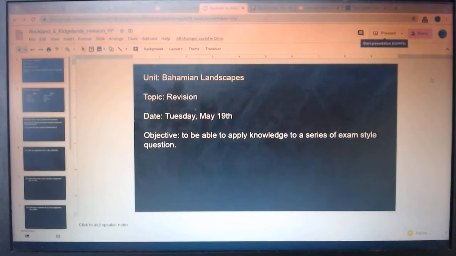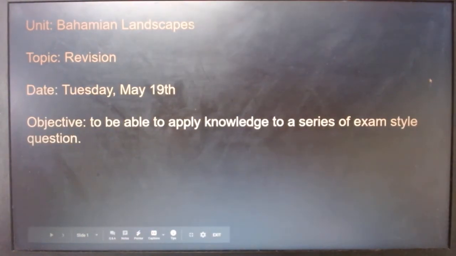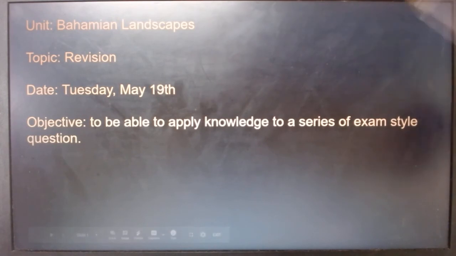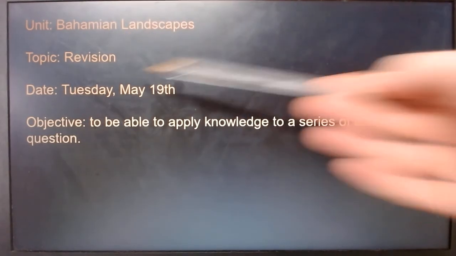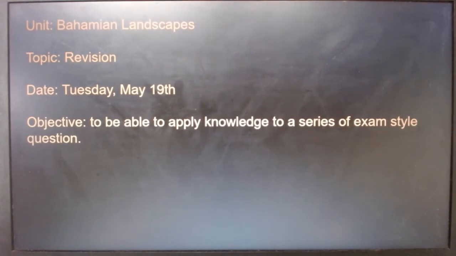Okay, I've sent you a message on WhatsApp about how we're going to do this. So this is a PowerPoint. We're just doing some Bahamian landscapes revision. We're going to look at ridgelands and rocklands. Very simple stuff. I'm going to show you a series of different questions, with no answers. I've put page numbers or sources of where you can find answers to it. And I feel these are the key areas you need to revise for your quiz on Friday.